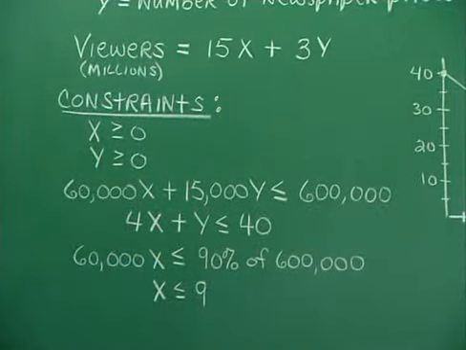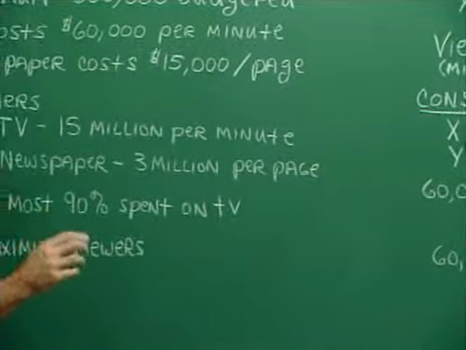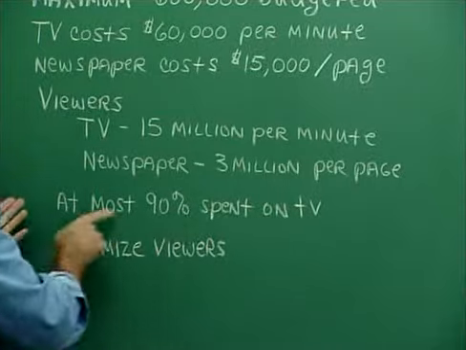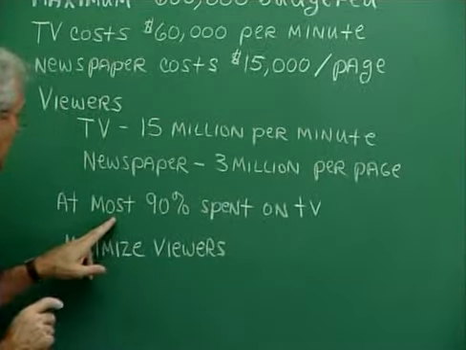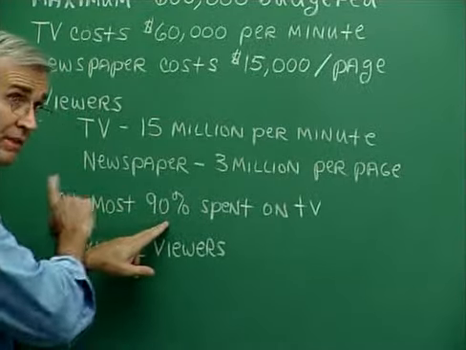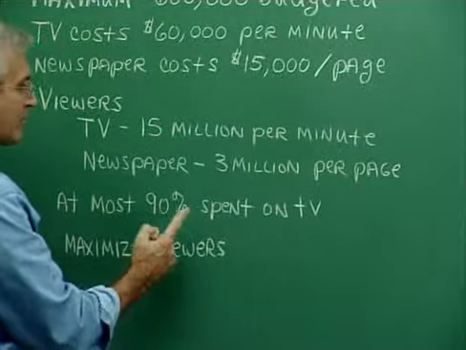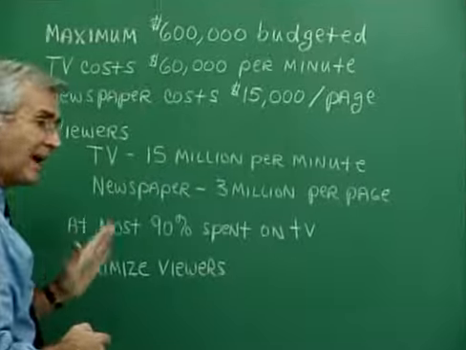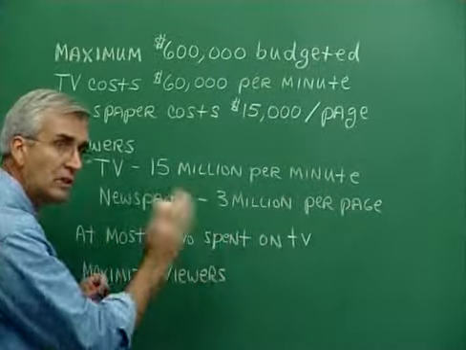Then we come back over here and we look for more information having to do with constraints, something having to do with inequality. The only thing left over in all this information turns out to be this business. At most, that's an inequality idea. At most, 90% of the entire budget is to be spent on TV. Now, we could calculate 90% of the entire budget. That's 90% of $600,000, that's $540,000. That's the most that we can spend on TV.